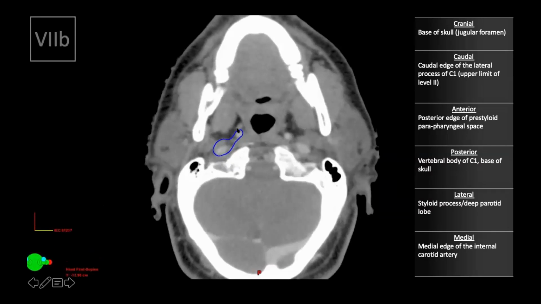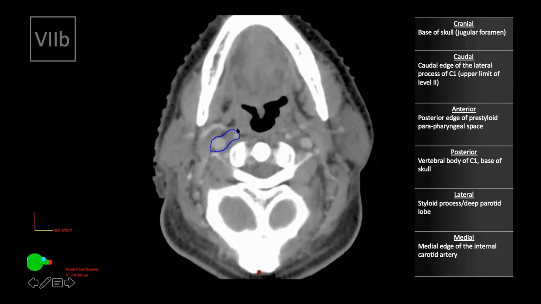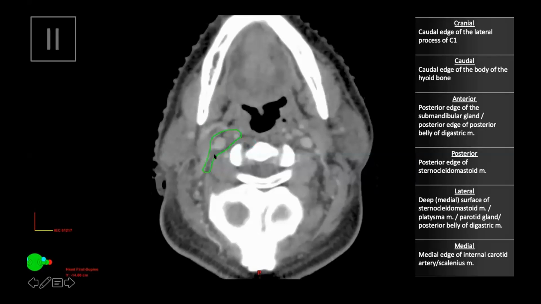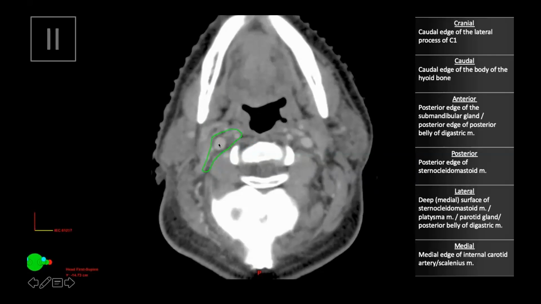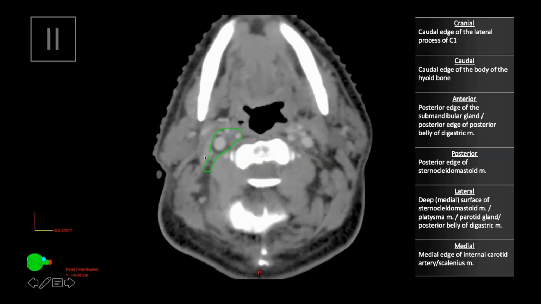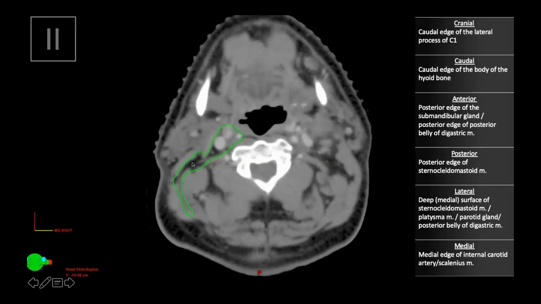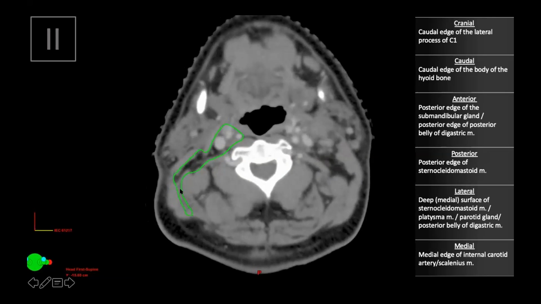I'll again go to level 2 first. At the caudal edge of the transverse process of the first cervical vertebra, your level 7B becomes your level 2. So this is your level 2. I've included the internal carotid artery and the internal jugular vein into the contour. As I go down, you can see the posterior belly of the digastric. I'm literally limiting myself to the posterior belly of digastric. Over here, I'm including the space between the paravertebral muscles and the sternocleidomastoid, laterally by the sternocleidomastoid, over here by the posterior belly of the digastric, including the vessels, and again coming medially, restricting by the paravertebral muscles.